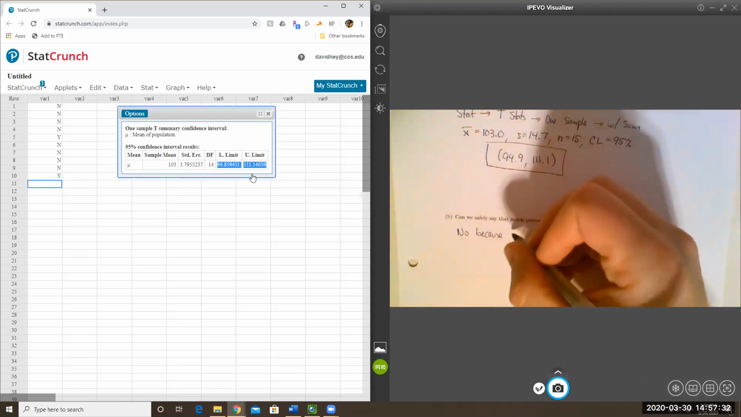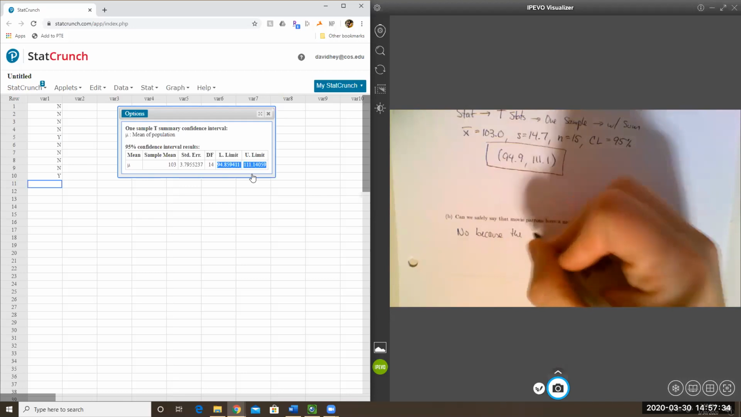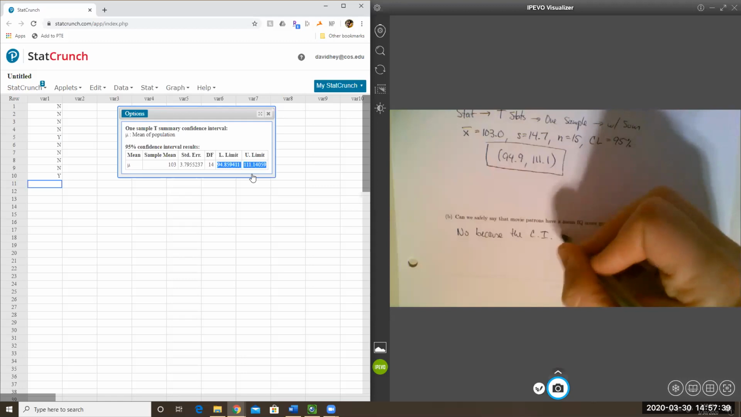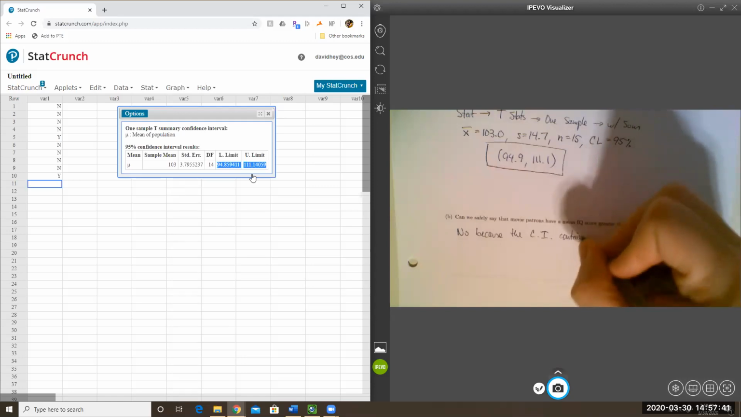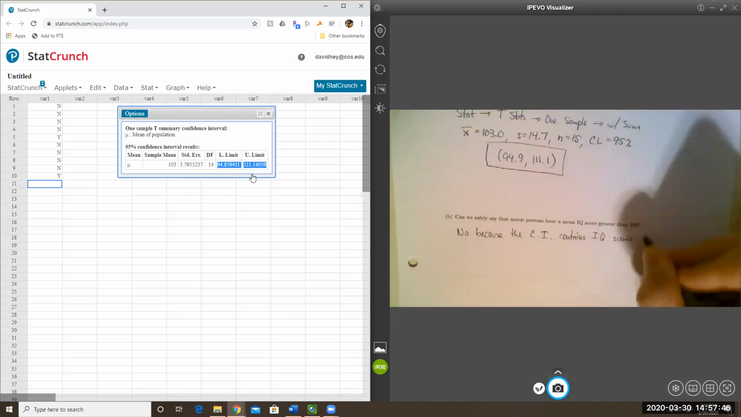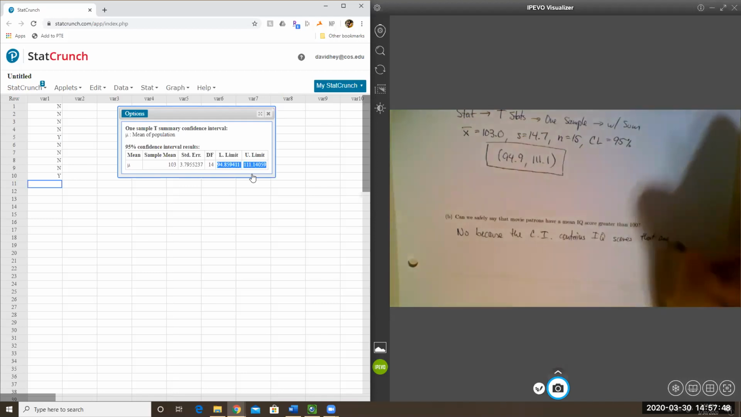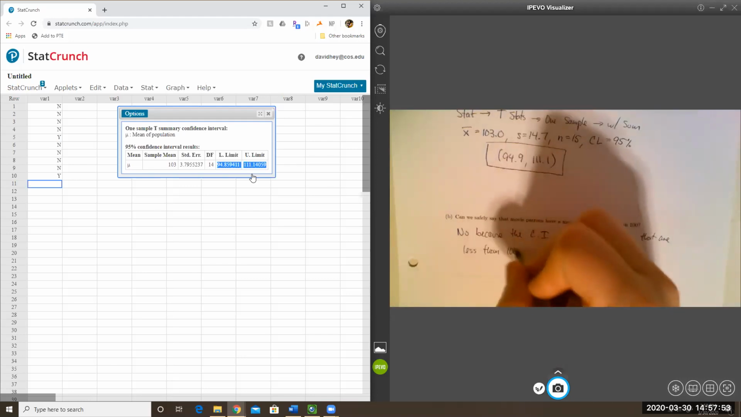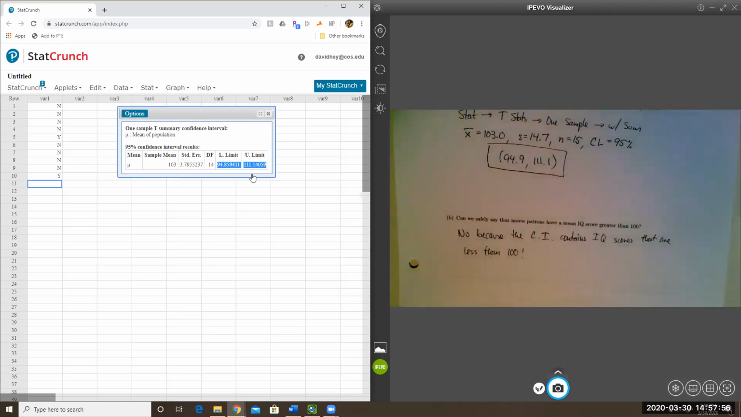No, because the confidence interval, CI, contains IQ scores that are less than 100. So no, it's not safe to say that the mean IQ score is greater than 100. Okay, so that's it for part B.